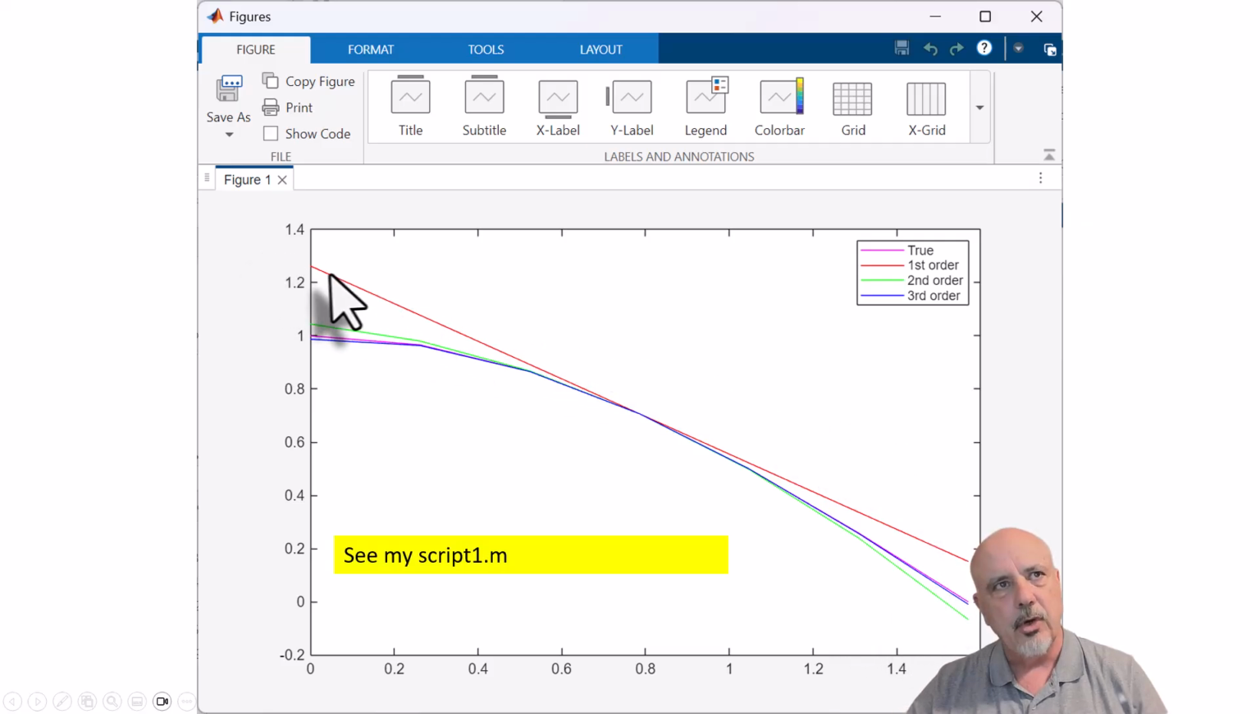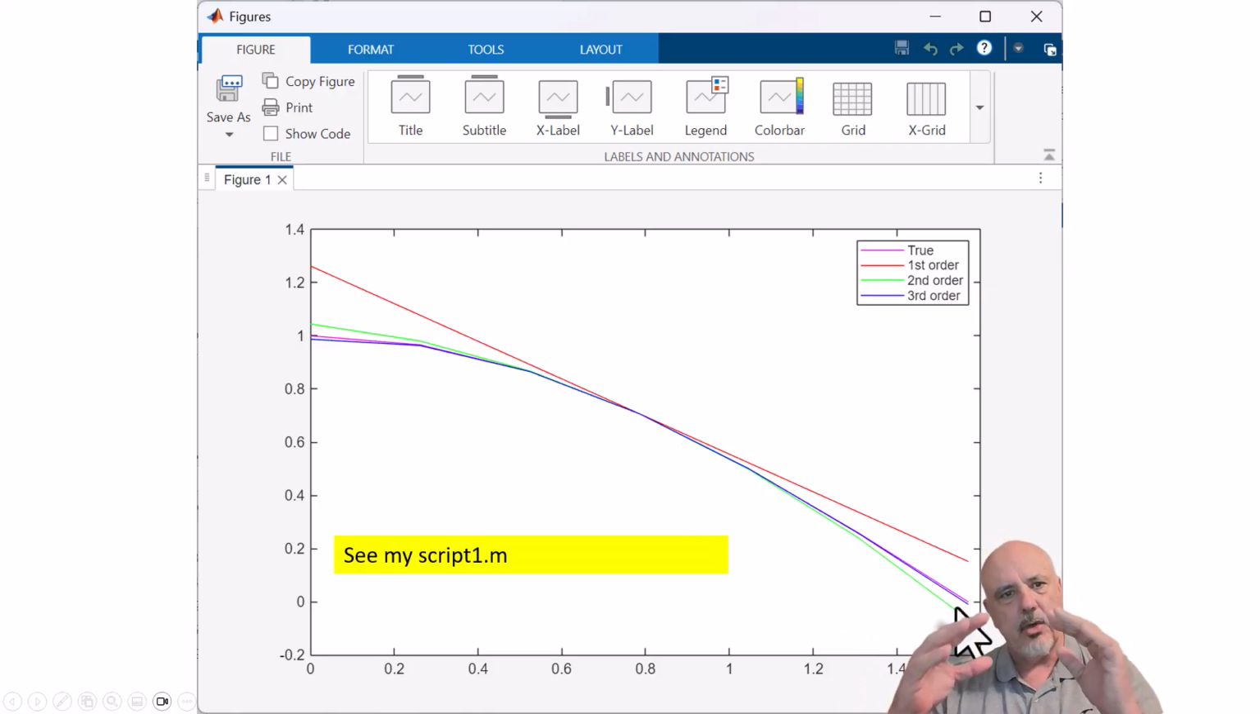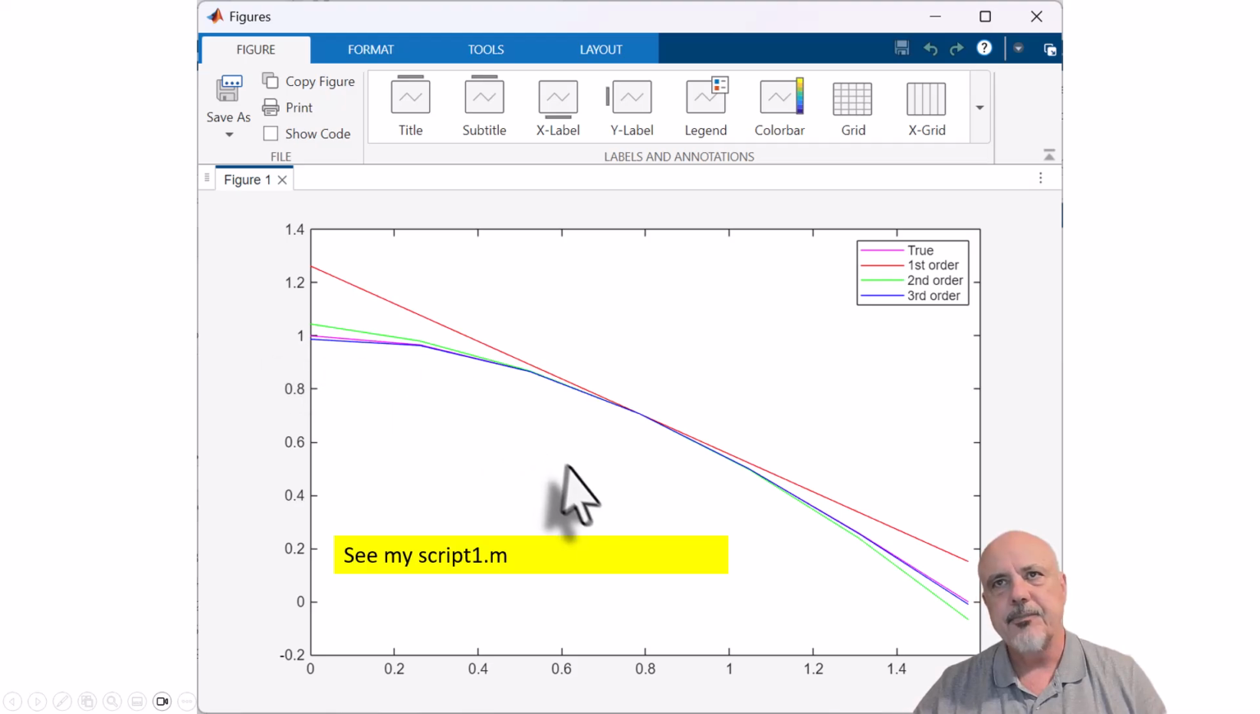Okay, the first order is just going to be a line. It's just first order, so that slope is not going to change. Second order is green, so that's going to be like a quadratic or a parabola. And the third order is going to be a third order curve. And progressively, as I go higher order, it starts to trend towards that magenta. So I encourage you to look at my day 5 folder, and look at my script 1.